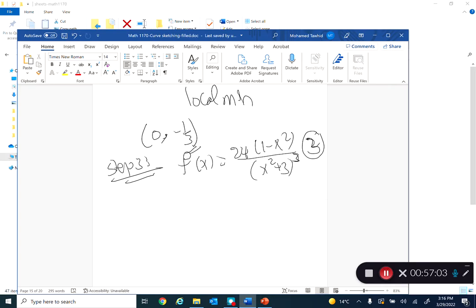All right. So now we have 24 times 1 minus x squared over this. So now I need to get the what here, guys? The inflection point, right? So how do we get the inflection point? The inflection point here comes from your second derivative.